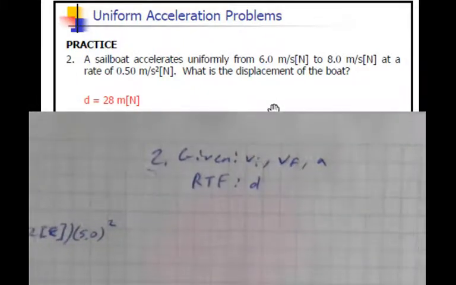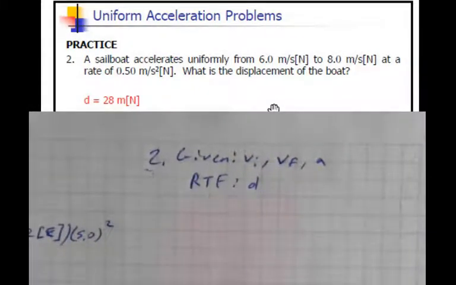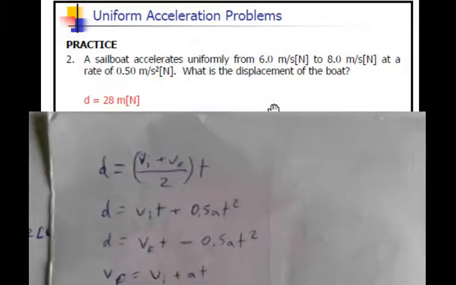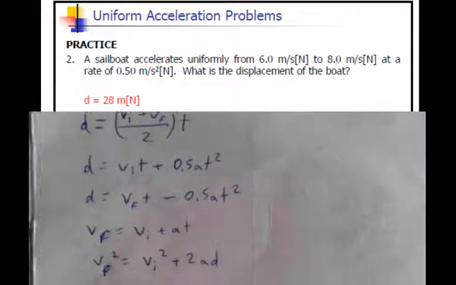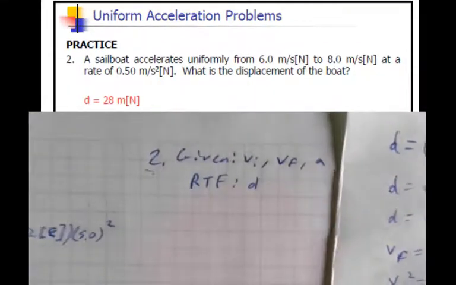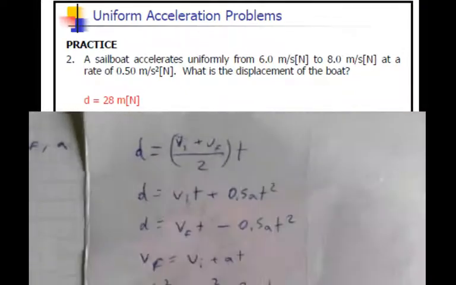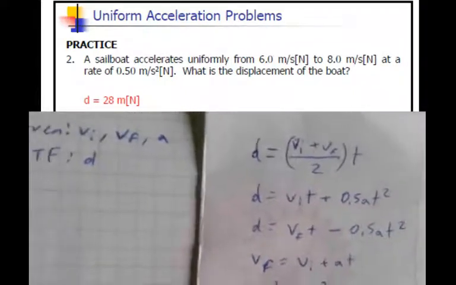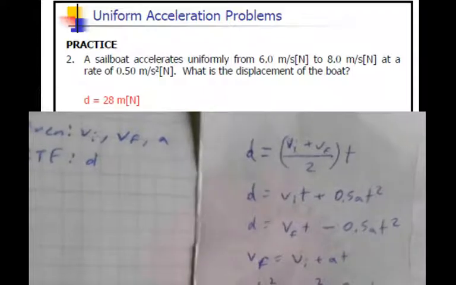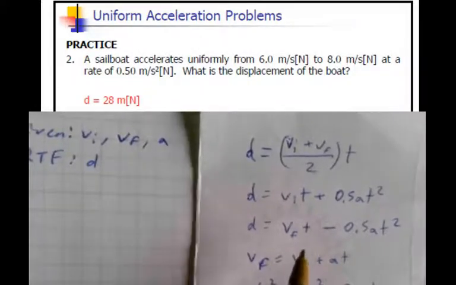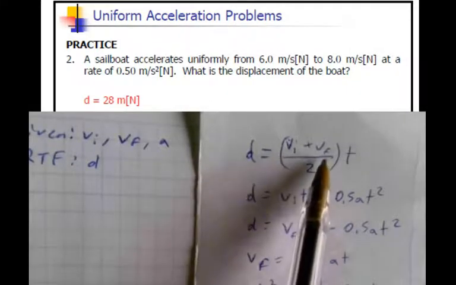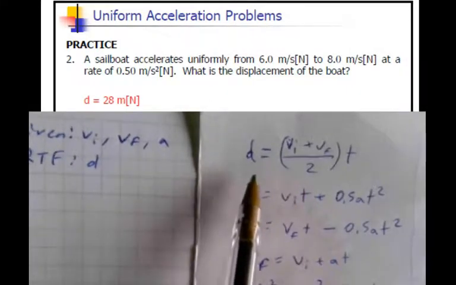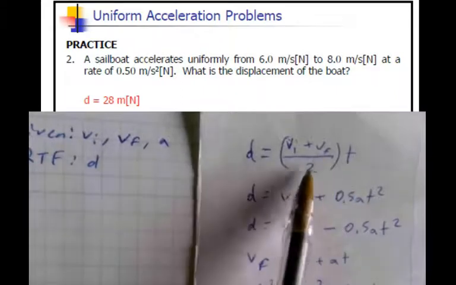So here we're going to look at our 5 equations again. Let's see if I can get our givens on the screen at the same time. I'm going to have to move this over. So we have the VI, the VF, and the A. We have to find D. So which equation? Let's see. This one has VI, VF. It has D. It's got T. We don't need T. It doesn't have an A.